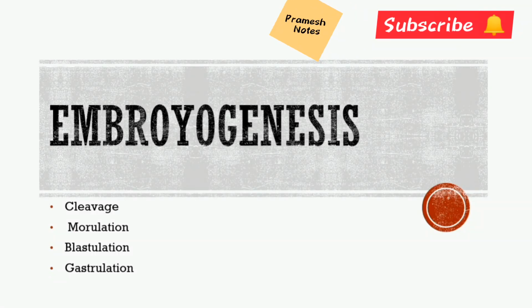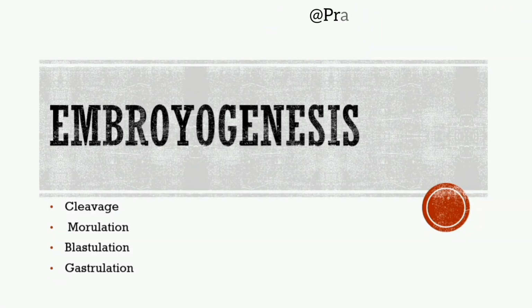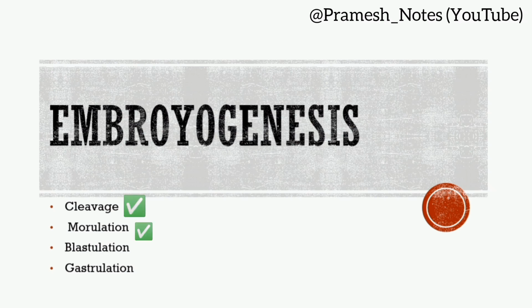Hello friends, in the previous video we learned about fertilization. Now we are going to learn further embryonic developments. Embryogenesis is quite longer and complex than other concepts. Here we will learn the process in 4 steps. These are cleavage, morulation, blastulation and gastrulation.